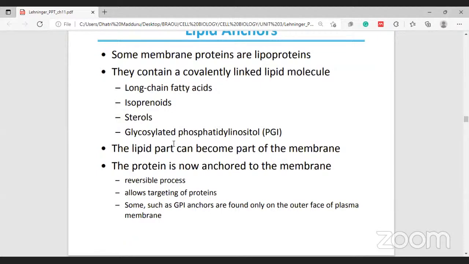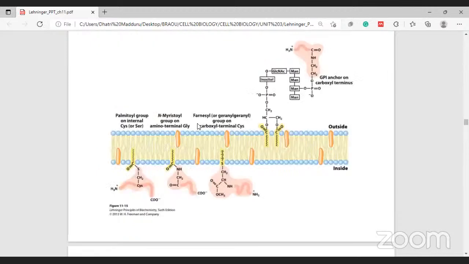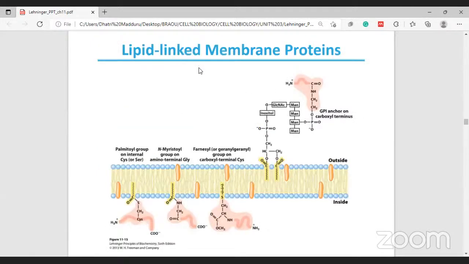Like if you have GPI anchored, they are present on the outer face of the plasma membrane. So like this, this is how the lipid linked membrane proteins are present. So these are the lipid molecules where you have proteins which will be linked here. So here you can see this is a pink color. One proteins which are linked to the lipids, yellow colored lipids, right?